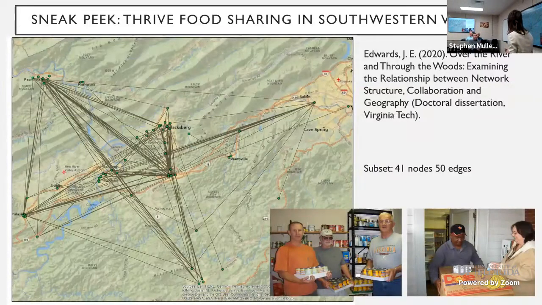This is a sneak peek, meaning that it's still in progress. There's a food sharing network in southwestern Virginia. It's always good to have a context map, that's why it's a sneak peek. I'll put that in later. Blacksburg is where Virginia Tech is, a large university. The nodes here are organizations, and the links between them are whether they share food with each other, like pantry food. Here are some examples.